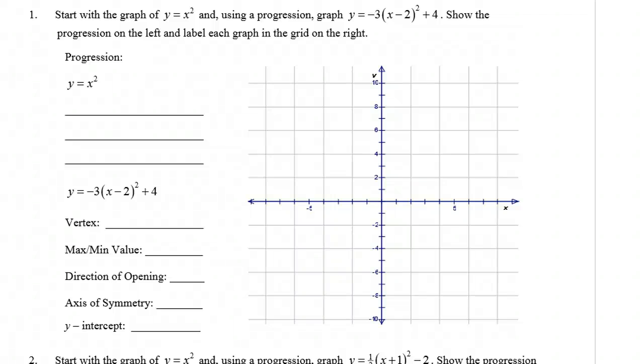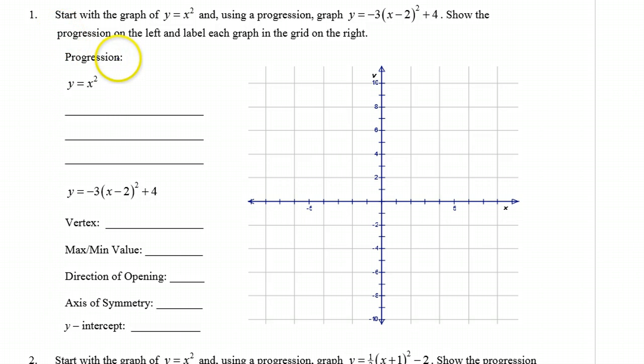Hello, in this video we're going to work through this question. This kind of brings together all our ideas around the idea of transformations. So we're going to start with the graph of y equals x squared, and using progression, graph y equals negative 3 (x minus 2) squared plus 4. We'll show the progression on the left and label each graph in the grid on the right.